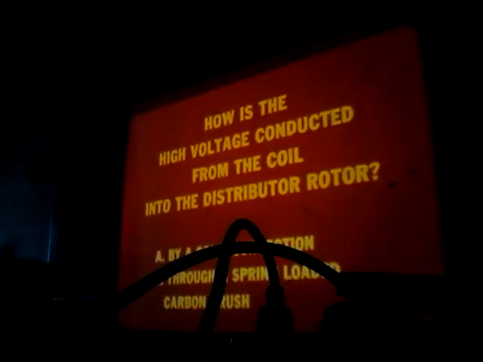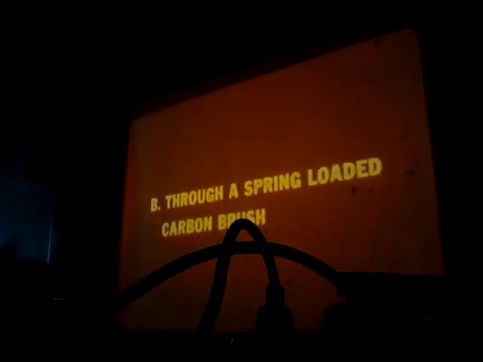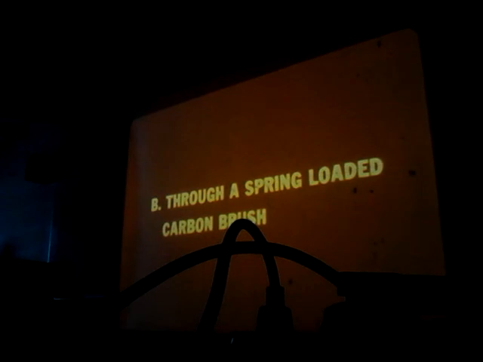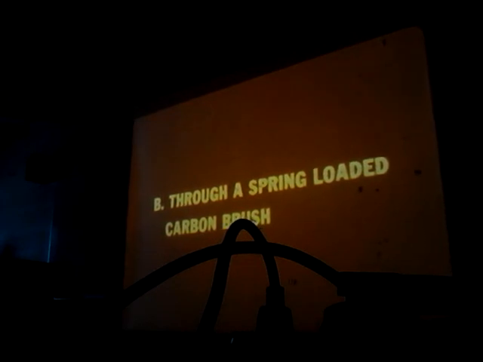Now, before we leave the magneto, let's check our understanding with a couple of questions. How is high voltage conducted from the coil to the distributor rotor? Is it A, by a solid connection, or B, through a spring-loaded carbon brush? The correct answer is B, a spring-loaded carbon brush in the distributor gear, which presses against the spring contact of the coil to conduct the high voltage from the coil to the distributor.